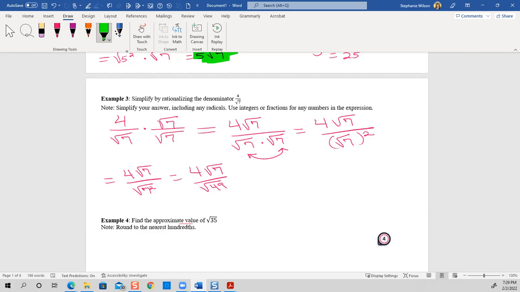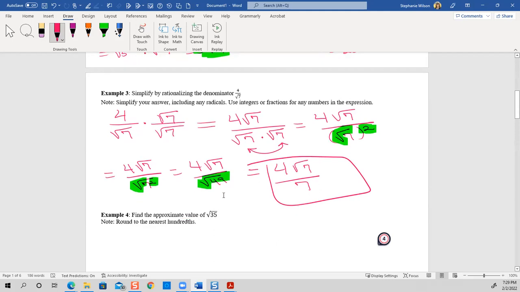But if we look at this one here, we see the root and the square reduces down, leaves me with 7. We see here that this root and this square reduces down, leaves me with 7. We also see the square root of 49 is 7. So my final answer is 4 square root of 7 over 7.